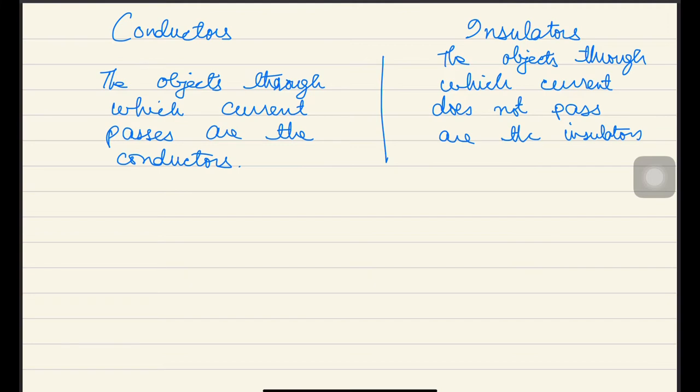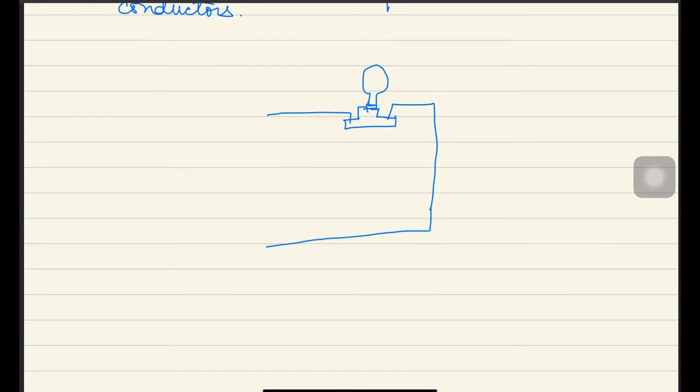Now let's design an experiment through which we will identify which object is a conductor and which object is not. For that purpose, I'll draw a simple circuit. There's a light bulb. Okay, so this is the bulb. It is connected with a battery. That's the positive terminal, that's the negative terminal. Now I'll leave some space here. Let's suppose this is my conductor and this object is my insulator.